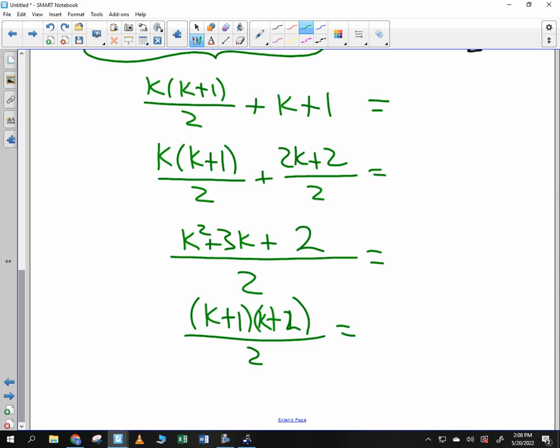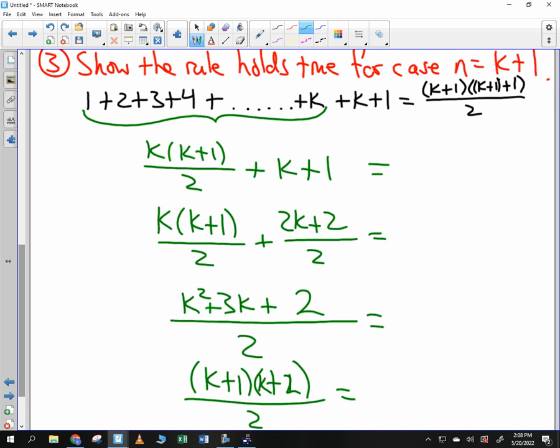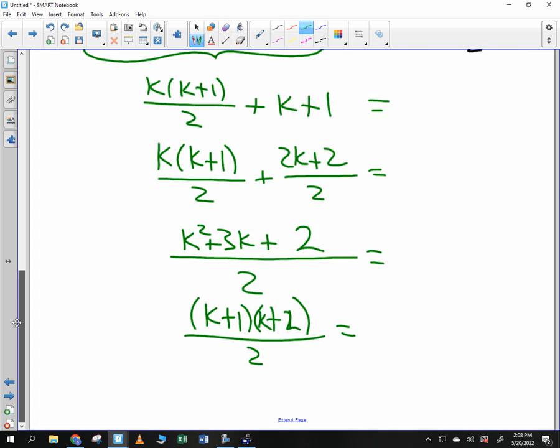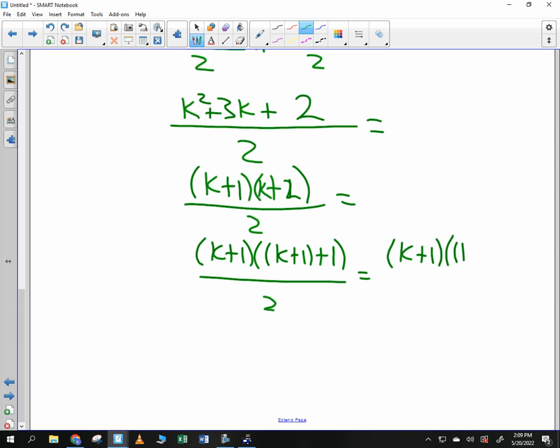Does that look similar to what we have over there? Yeah, it's like I got the k plus 1. Now I have this k plus 1 plus 1. Isn't that the same as k plus 2? I could just separate the 2 into 1 plus 1, and they'll look the same, won't they? So let's do that last step. I have k plus 1 times k plus 1 plus 1, all over 2. And that's equal to exactly what we had on the other side. And our proof is done.